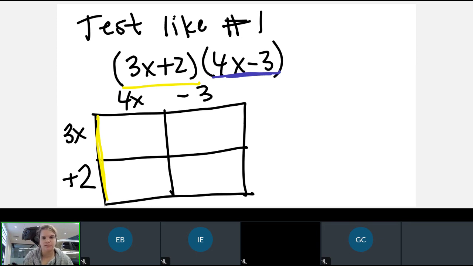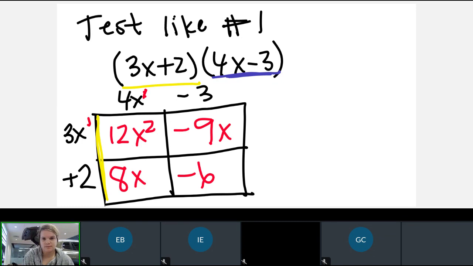And now we're just going to multiply whatever's in the boxes. So 3x times 4x would give me 12x squared. Don't forget, these x's still have a 1 as an exponent. Then we've got 3x times negative 3. So negative 3 times 3 is negative 9. Keep our x. 2 times 4x, 2 times 4 is 8. So 8x. And then 2 times negative 3 is negative 6.